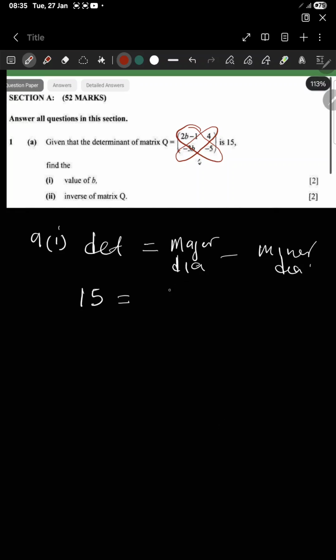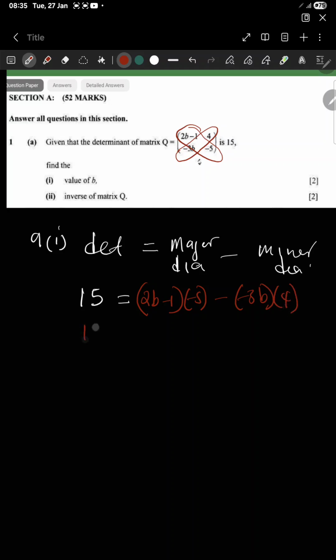So we can say our major diagonal is 2b minus 1 times negative 5. That is our major diagonal. Minus the minor diagonal, where we are multiplying those elements in the minor diagonal, which are negative 3b and 4. So we are multiplying those elements.